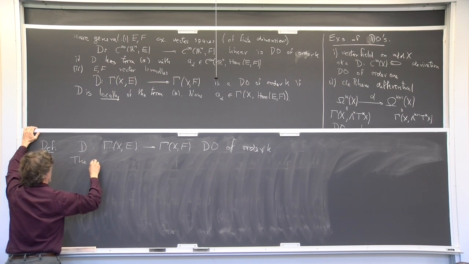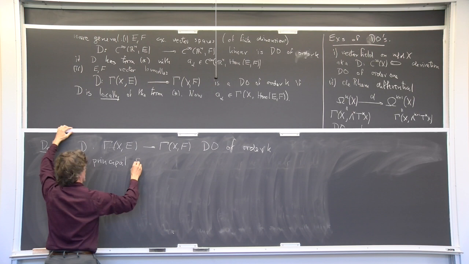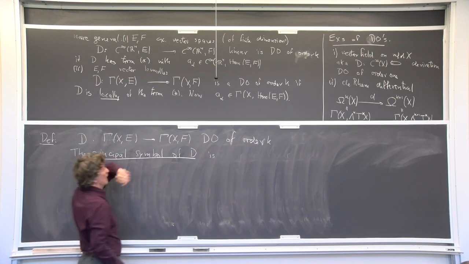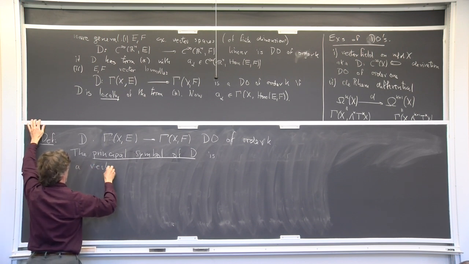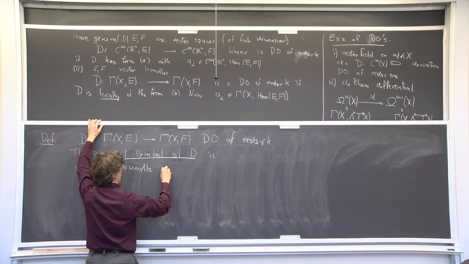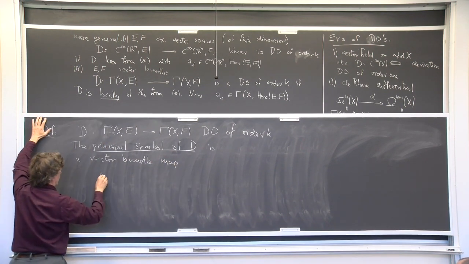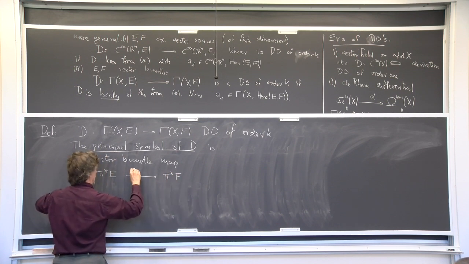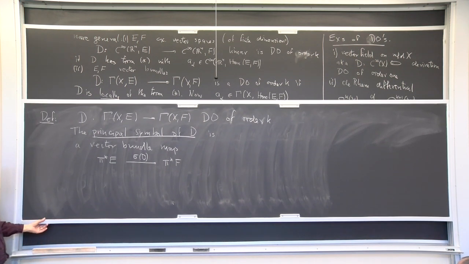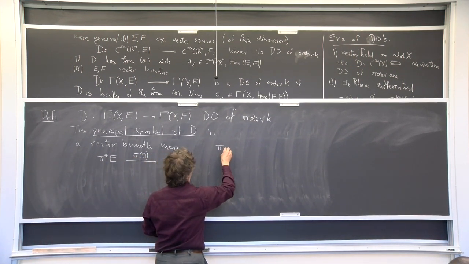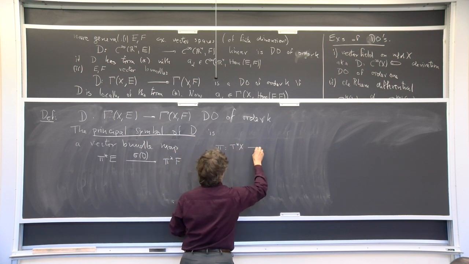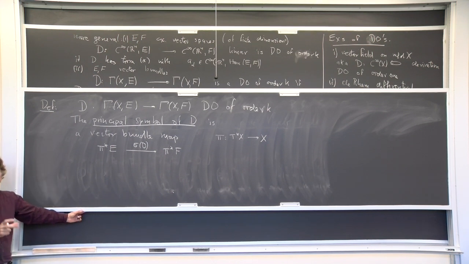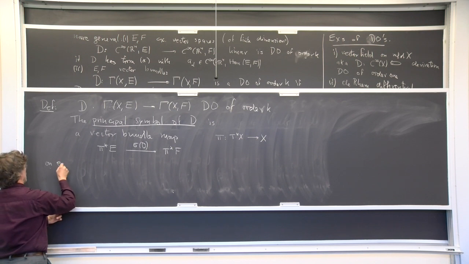The principal symbol of D is a vector bundle map from the pullback of E into the pullback of F. I call this sigma of D, for principal symbol of D, where the pi is just the projection map from the cotangent bundle of X into X. So what does this do? I need to describe what the linear map is on each fiber, right? So on each fiber.